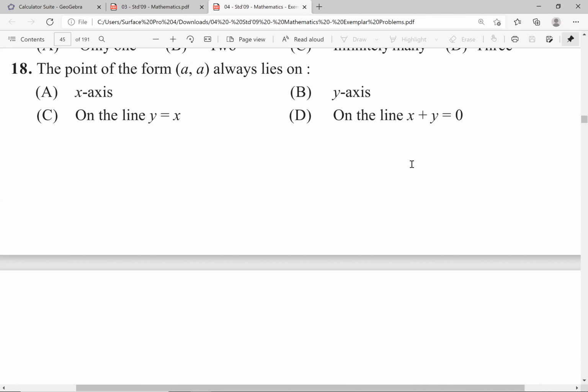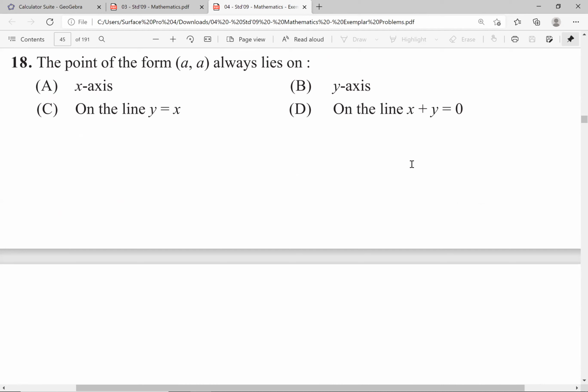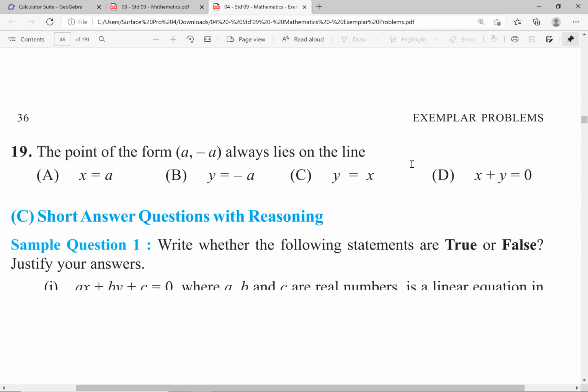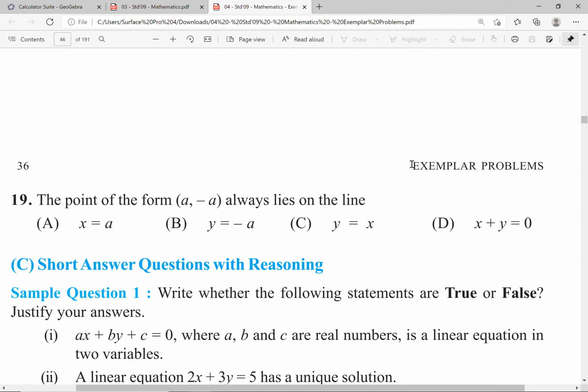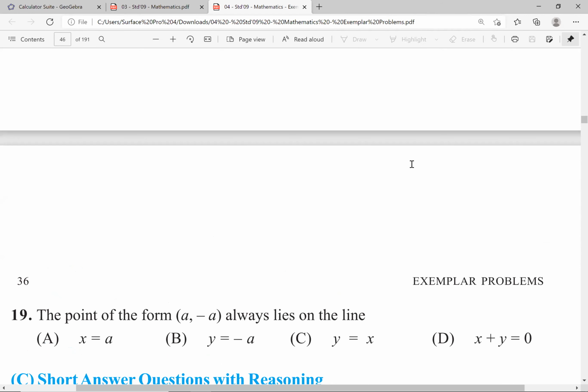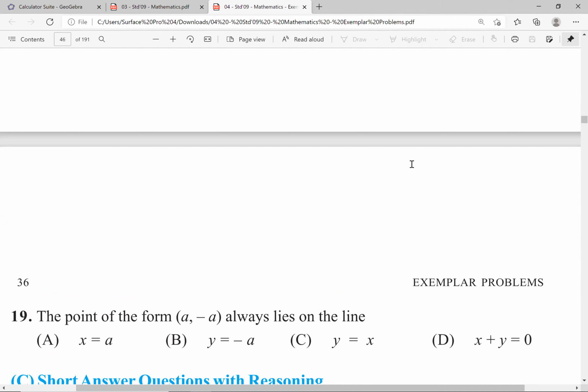Let's take a look at question number 18. It's also very similar to the question that we've been doing, but just for your practice. Ma'am, C. Yes, again C, right? A comma A will lie on the line y is equal to x. And we've talked about this before. And we've also talked about the 19th one. So yeah, that's about it.